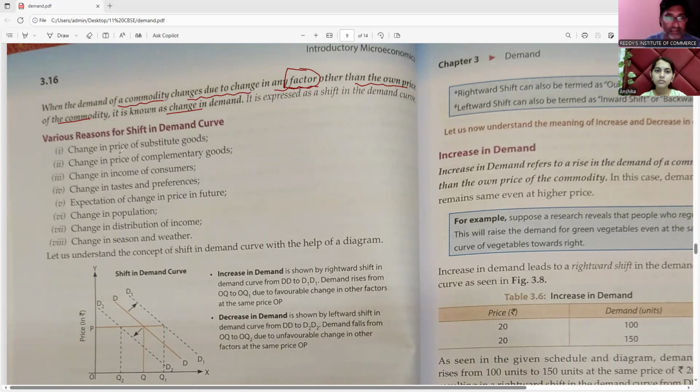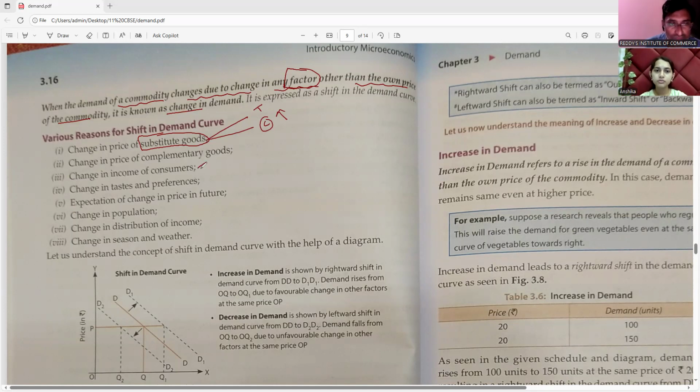The price of that product remains the same, but in which situations will demand increase or decrease? First point is change in price of substitute goods. Right? If tea price increases, automatically coffee demand will increase. Change in price of complementary goods. Same thing you can say. What are complementary goods? Sugar and tea. Right. Car and fuel.